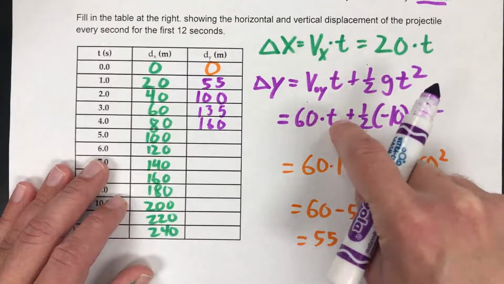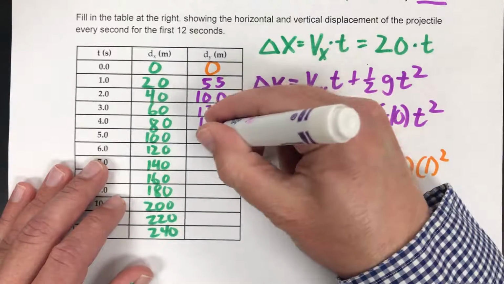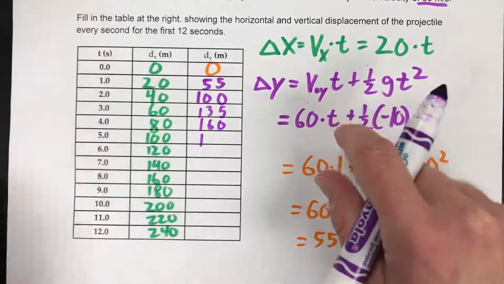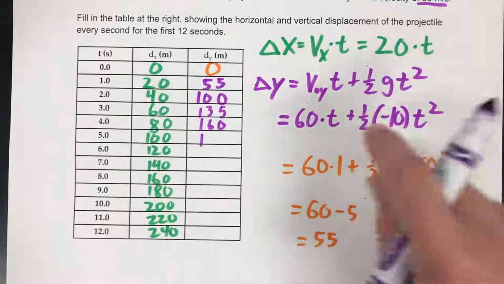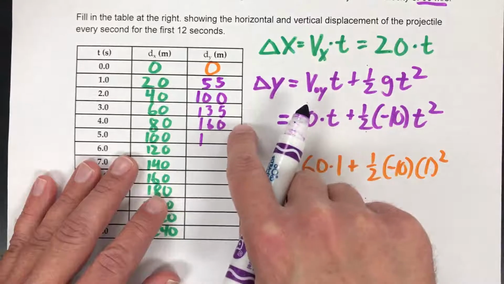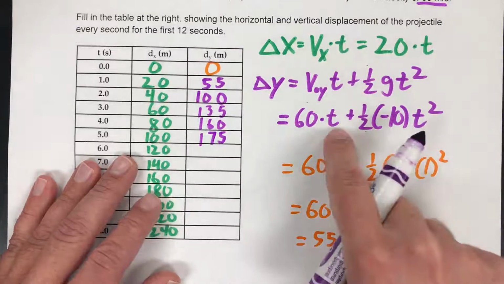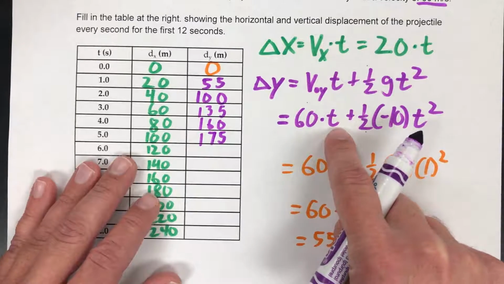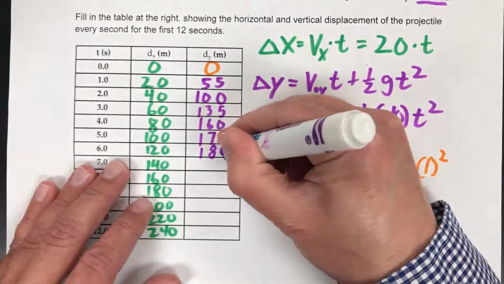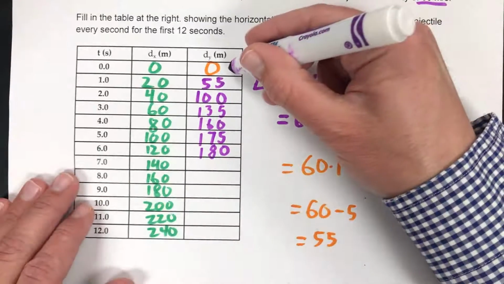Plug it in for 5 seconds, and you will wind up getting 100 and, let's see here, let me make sure. Let's do this one. So 25 here, 15 more, 75 meters, sorry. And then if you plug it in for 6 seconds, you'll get 180 meters.